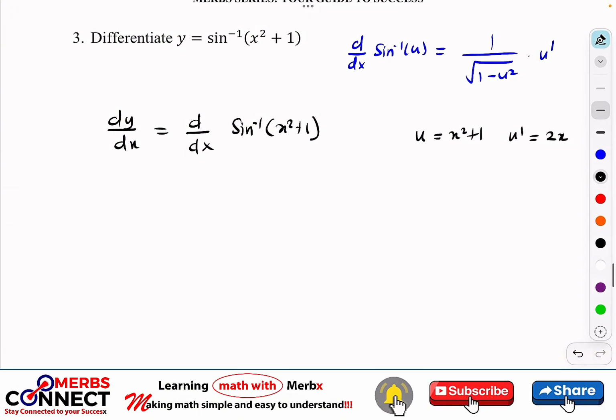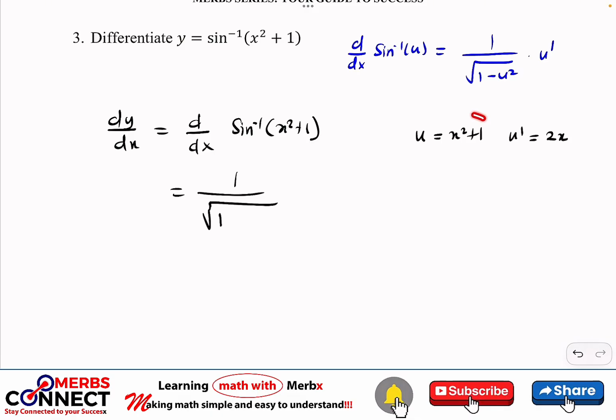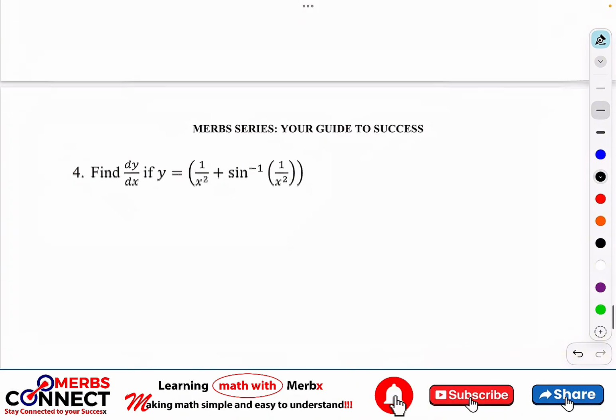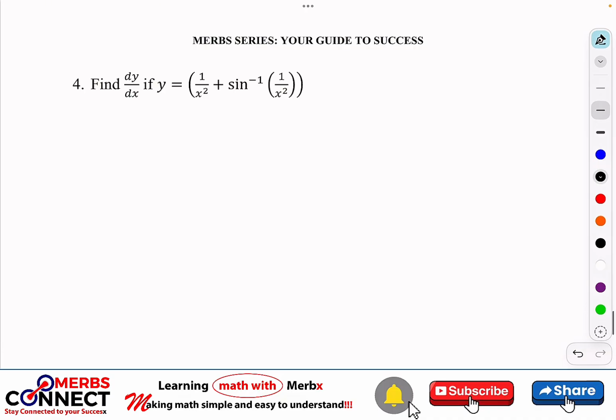So let's do it whilst we are writing it here. 1 divided by square root of 1 minus u squared. This is our u, so we are going to have minus x squared plus 1, squared. Please don't forget your parentheses, it's very important. Times 2x, boom, and then we are done. So it's very, very simple. I'm so excited about this one.